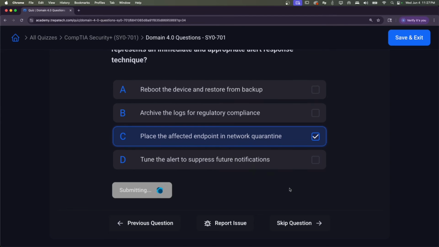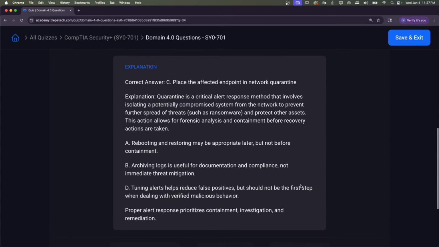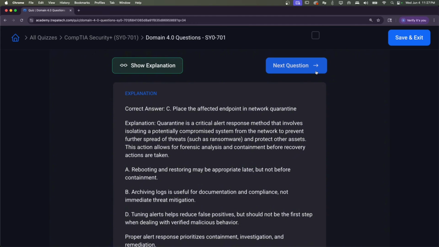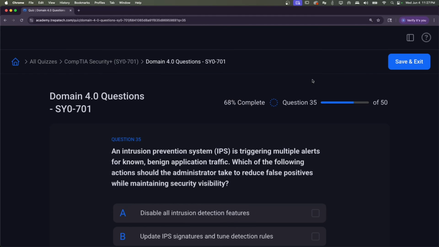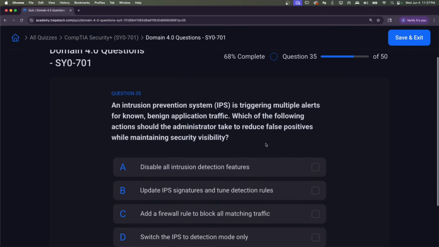Place the affected endpoint in a network quarantine, right? Quarantine it so we can maybe stop the spread of that ransomware, but we still need to get in there before we just reboot. That's bad digital forensics because we may lose things that are in the cache, cache memory that we need to dump out before we reboot.